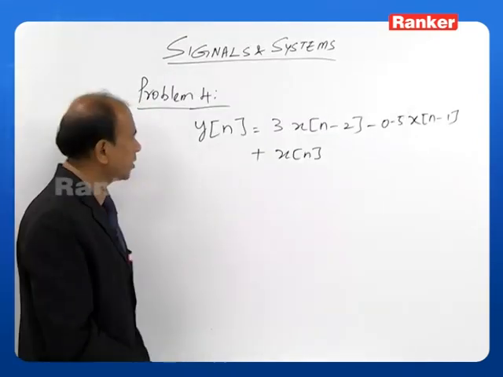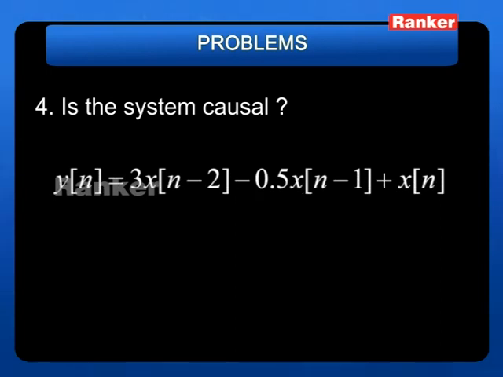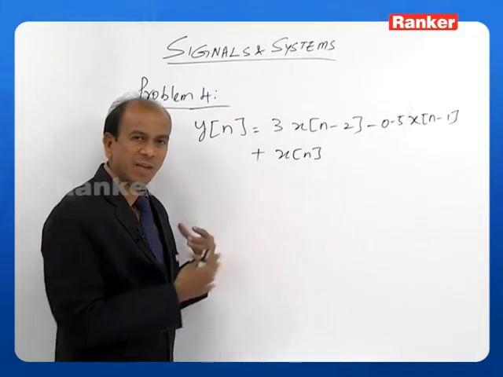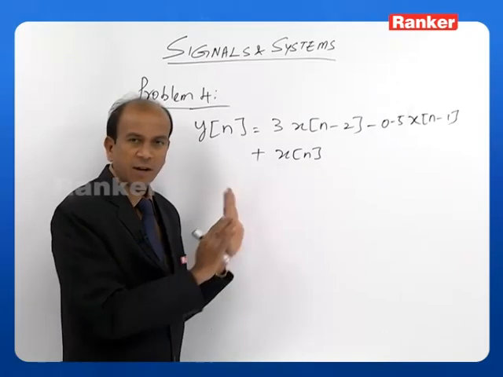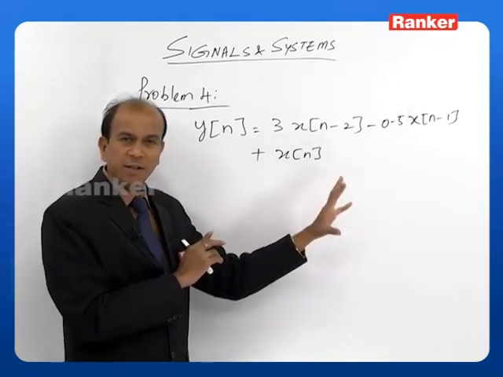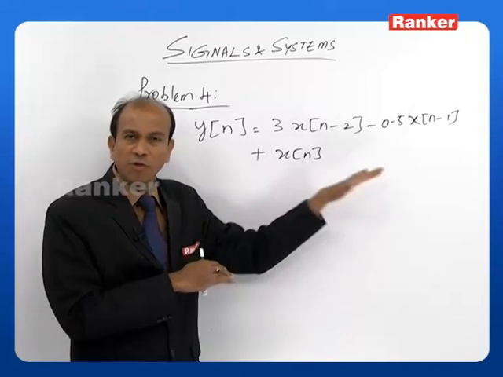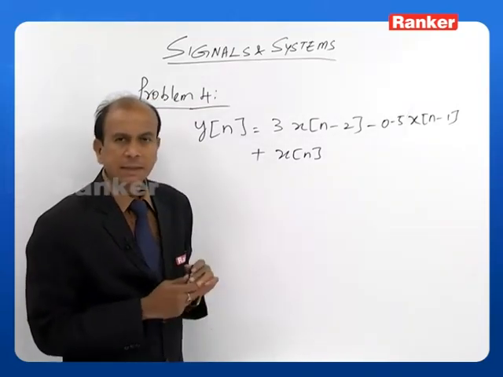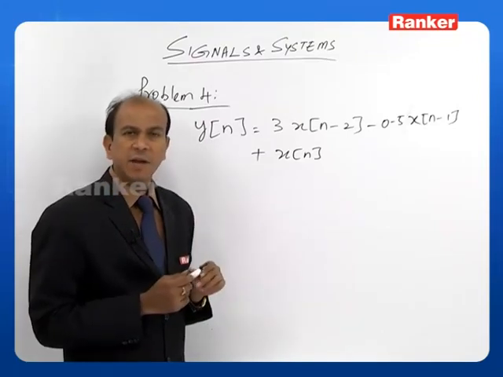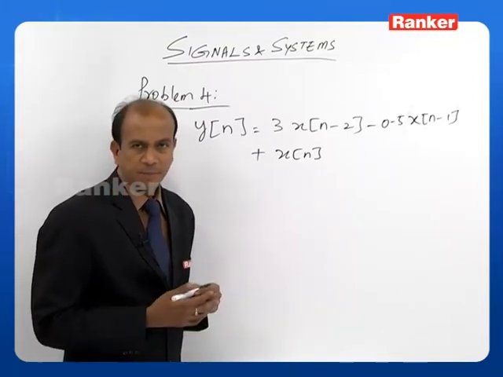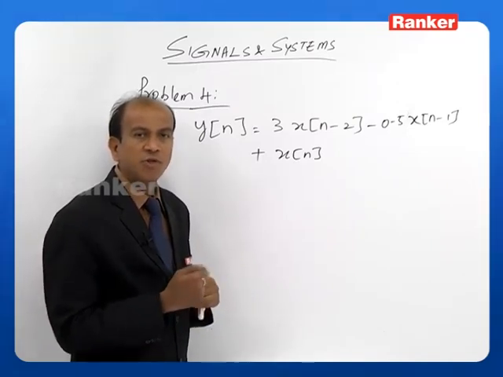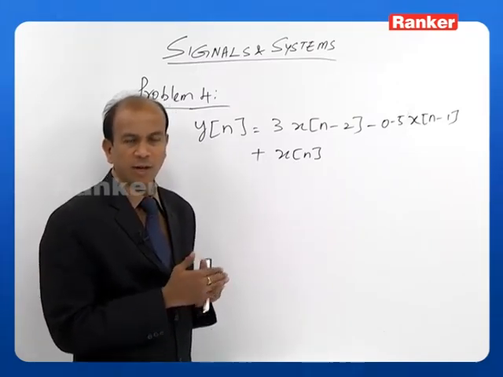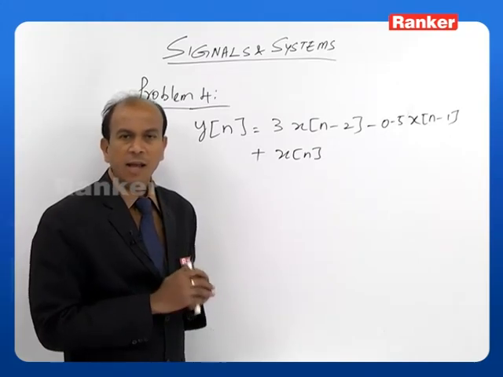Let us look at problem 4. Problem 4 says y of n, that is the current output, depends on 3 times x of n minus 2, minus 0.5 times x of n minus 1, and x of n. When you look at this equation, there are no future values indicating a dependency of y on the future values, that is, there is no plus 1 term here anywhere. So, this is an indication that the system is a causal system, okay, because there are no future values here. So, this becomes a causal system.